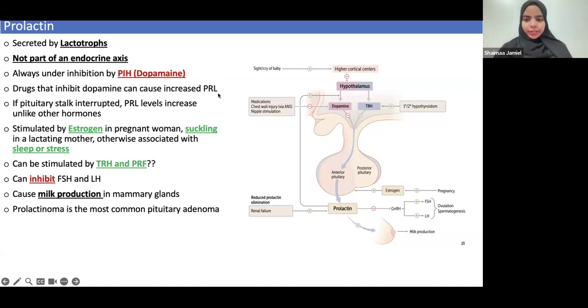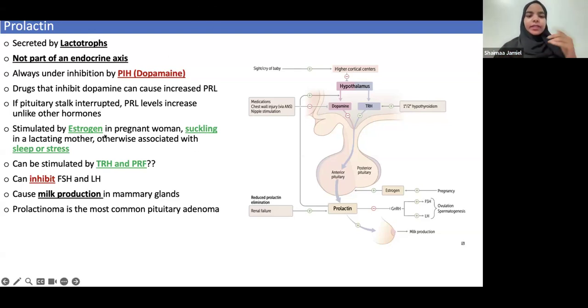But it has many other stimulating factors. During pregnancy, for example, estrogen is going to increase prolactin, but it also has an inhibitory effect to prevent prolactin from producing the milk, though it still increases the levels of prolactin. Suckling is also going to increase the levels of prolactin to produce more milk. However, this is all in pregnant or lactating mothers. In a normal individual, stress or sleep are some stimulating factors for prolactin secretion.